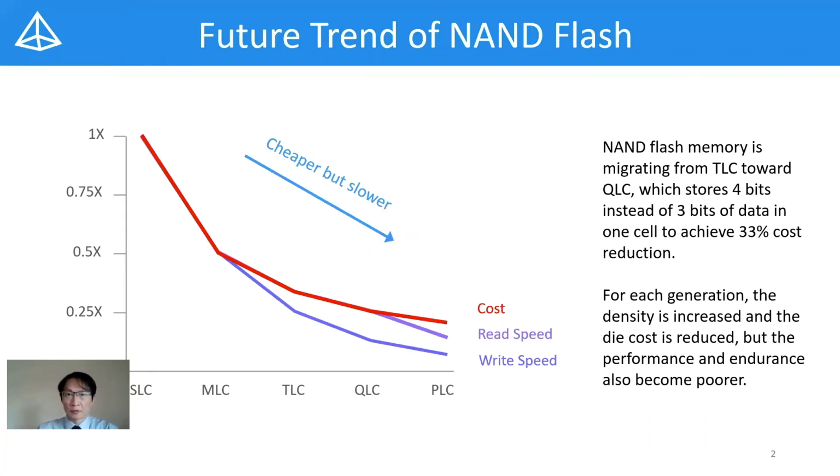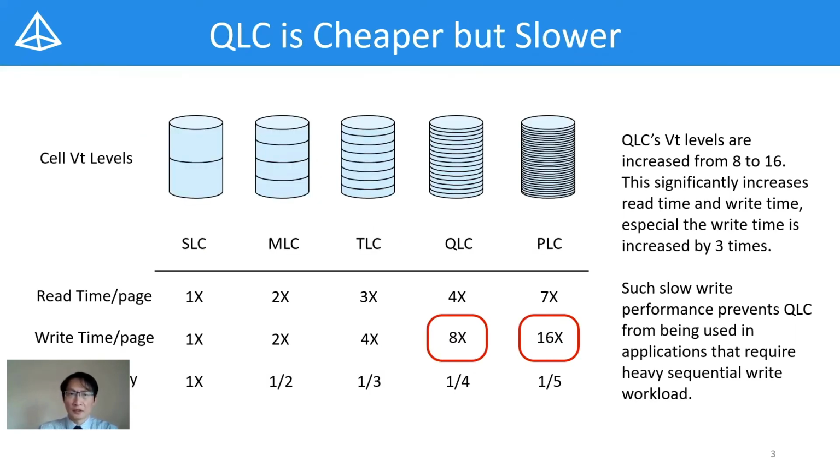NAND flash memory is migrating from TLC toward QLC. But for each generation, when the density becomes bigger, the price gets cheaper, and the performance also becomes slower. From TLC to QLC, the cell VT levels are increased from 8 to 16. This greatly increases the read time and write time, especially for write. Such slow write speed prevents QLC from being used in many applications that require heavy write workload.